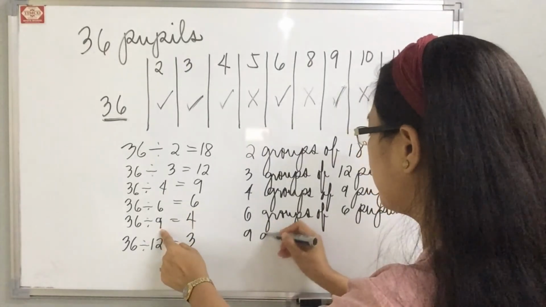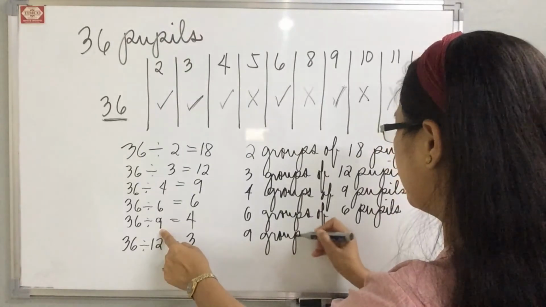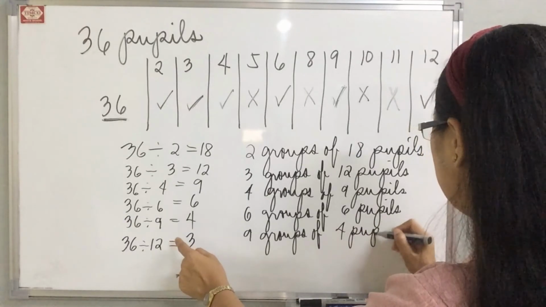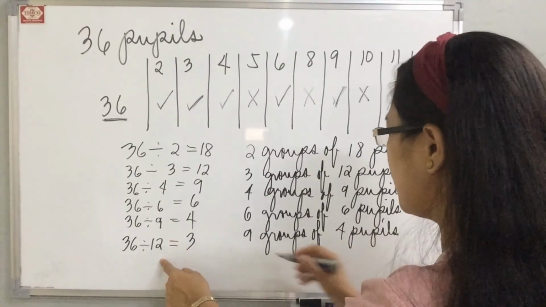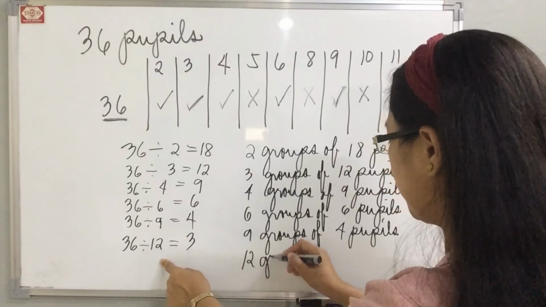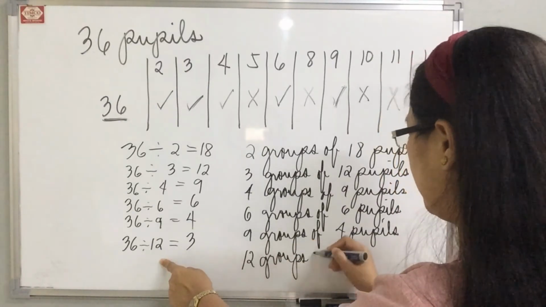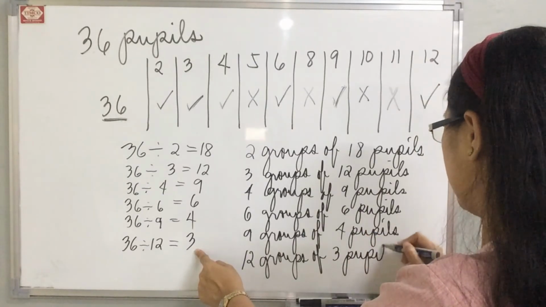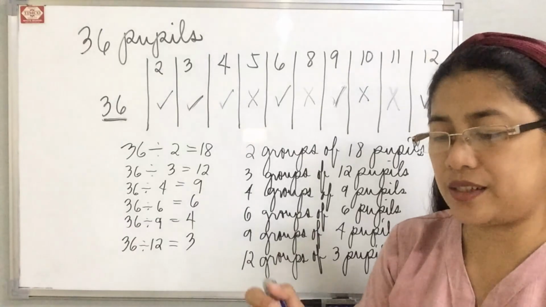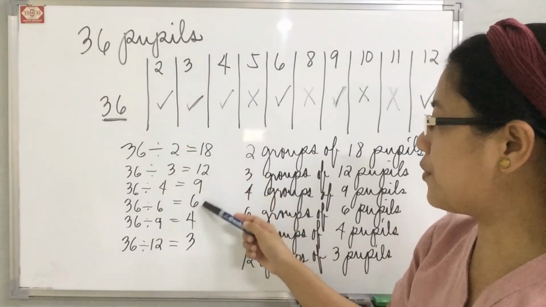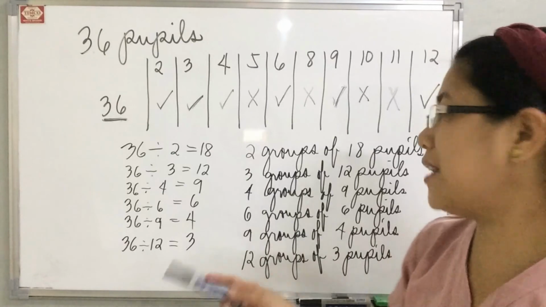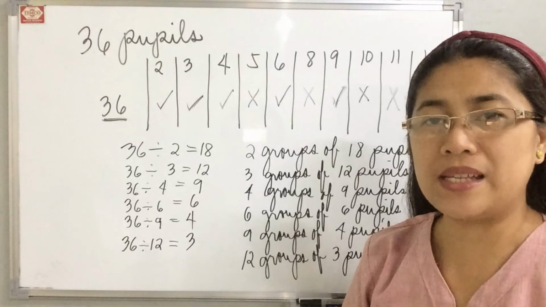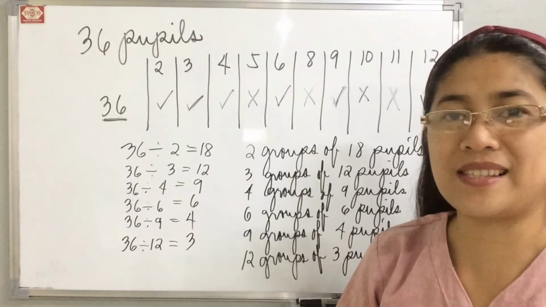9 groups of 4 pupils. And the last way is 12 groups of 3 pupils. So that's it. There are 1, 2, 3, 4, 5, 6 ways, and these are the different ways on how Mr. Pascual can split up the class.